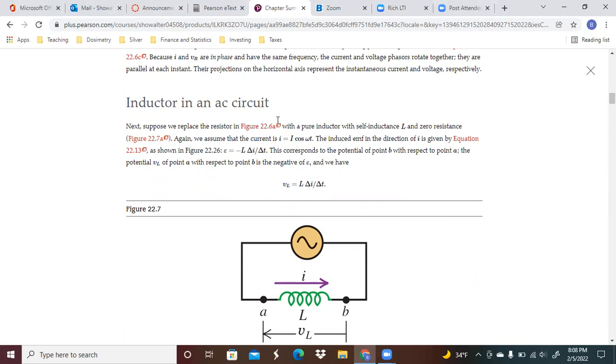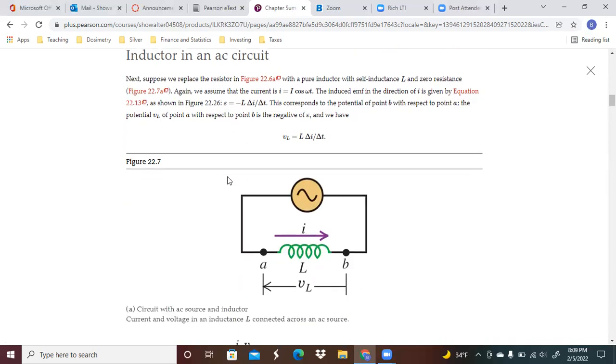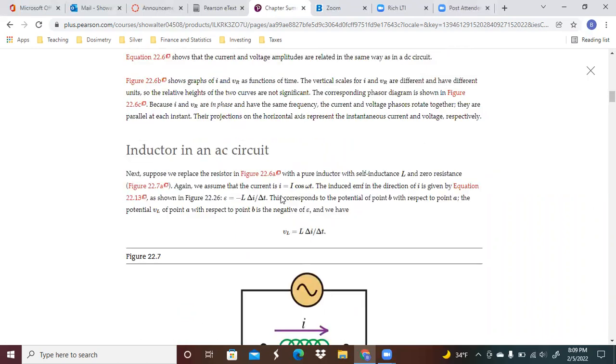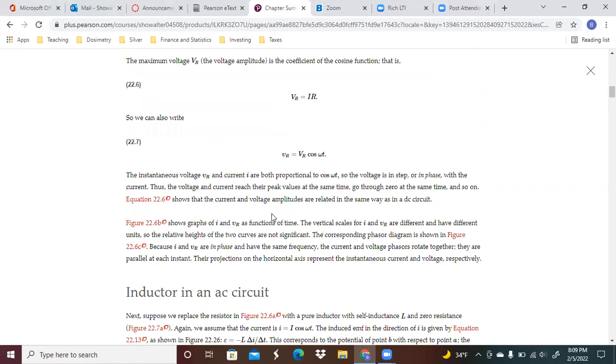So let's replace the resistor with a pure inductor with a self-inductance of L and zero resistance. We're going to assume that the current description here remains the same. We know an induced EMF in the direction of I is going to be given in figure 26.26.